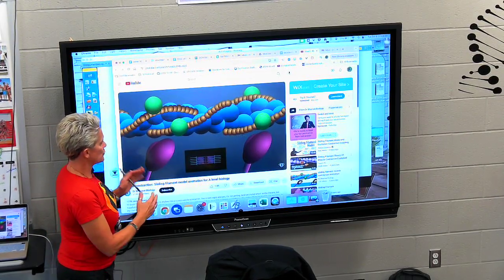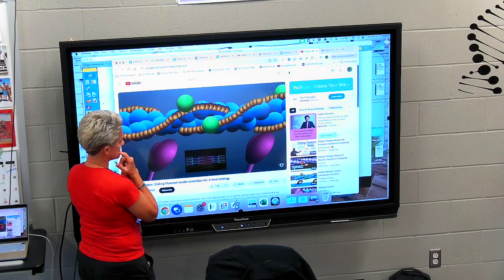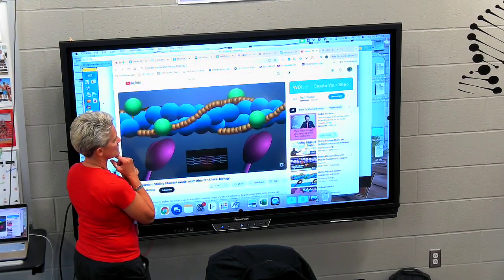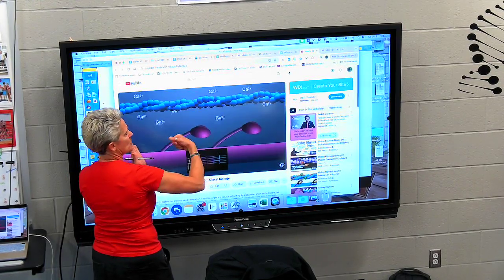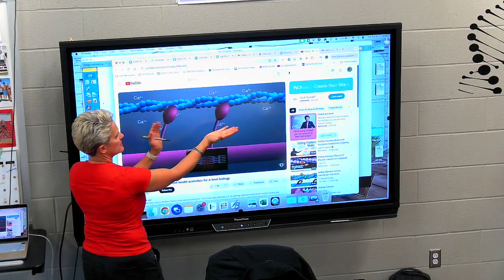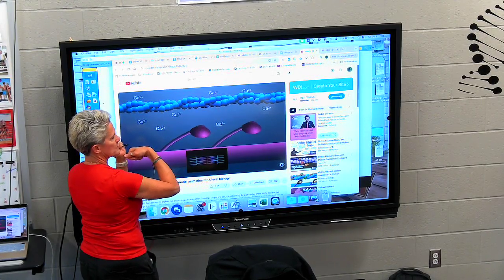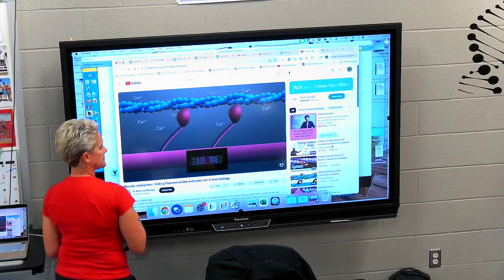So here it shows you these little heads on the arms of the myosin, all right, and how the calcium sort of moves things on the actin and allows myosin to grab on and pull it. So this shows you pretty good. It pulls it and it pulls it in. So they have these little arms that grab onto the actin and pull it in.